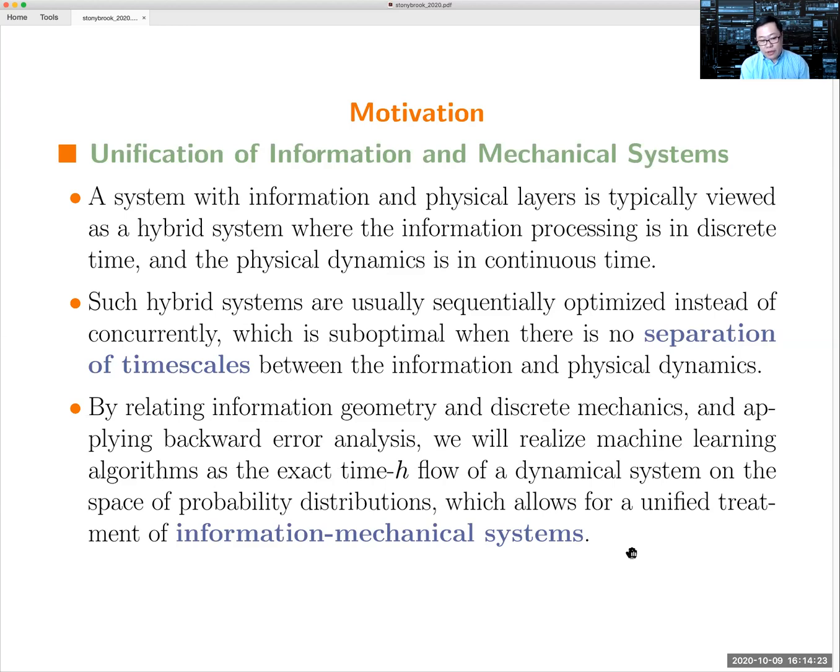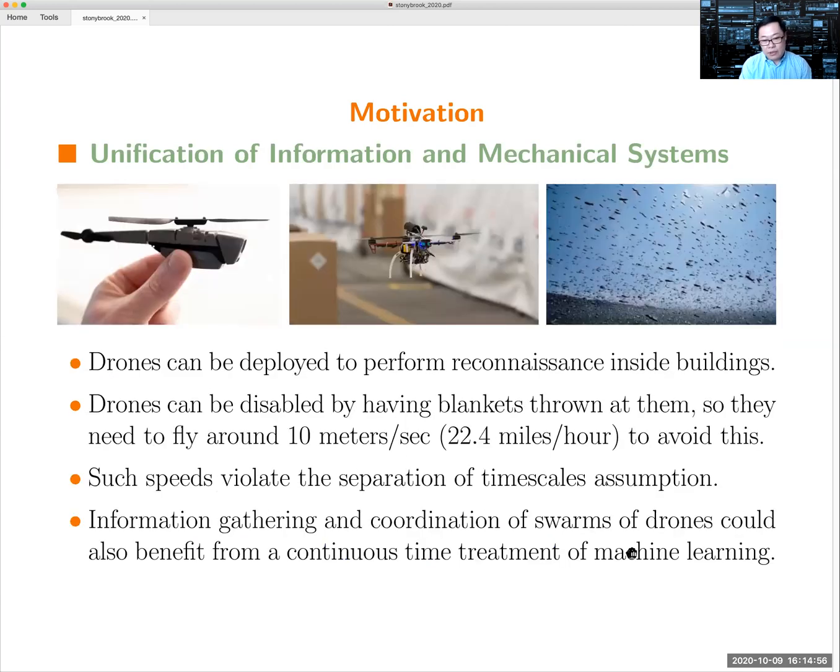With this paradigm of backward error analysis, what we hope to do is to think of various machine learning algorithms as the exact time-h flow of a continuous dynamical system, but in the space of probability distributions. The motivation is that one would be able to combine the information learning layers together with the mechanical control aspects, and give a unified treatment of information mechanical systems.